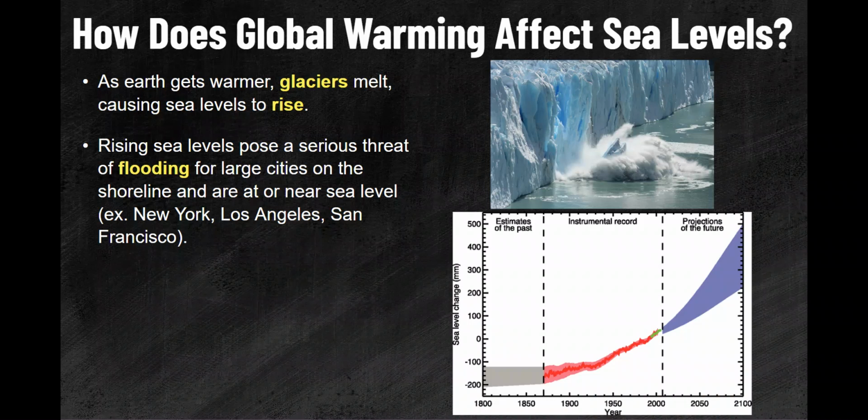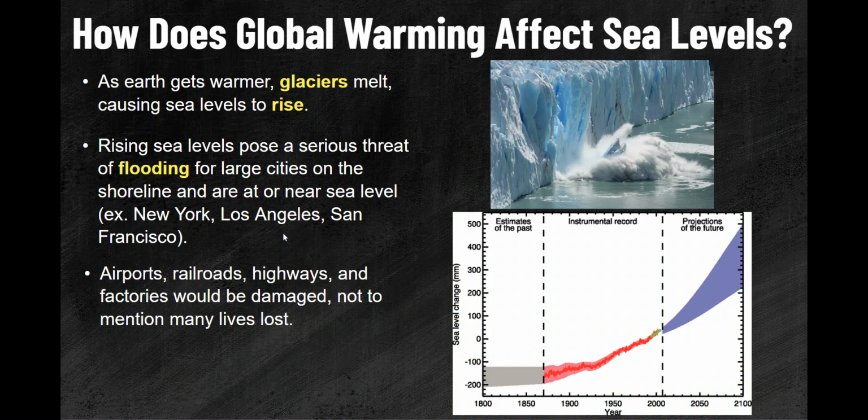This can result in the flooding of large cities like New York or LA or San Francisco. These are all places in the United States. And airports, railroads, highways, factories, they would also get damaged. Now think about that. If lots of airports and railroads and highways and factories were getting damaged, imagine the kind of chaos that you would get.